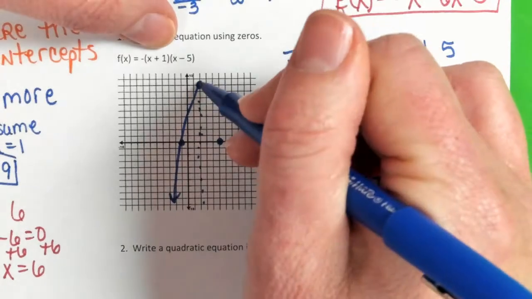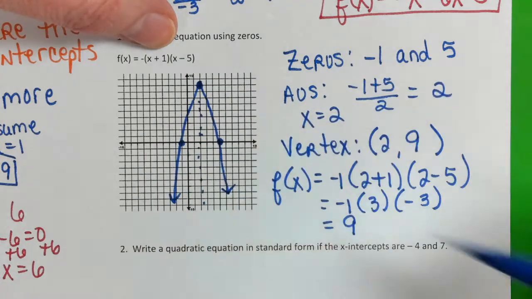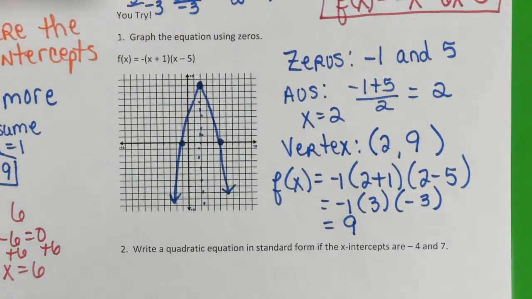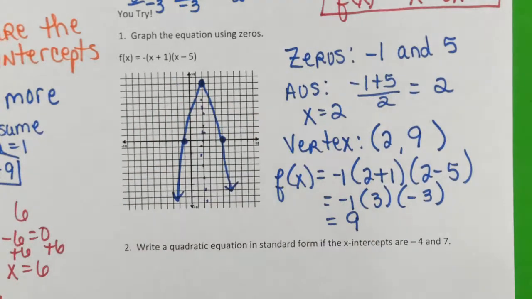Now, could you plug this equation into the calculator and get some more points to help you draw a nice, accurate graph? Absolutely. But that's all I'm asking you to be able to do at this point. Okay? At least for when we're using intercept form.